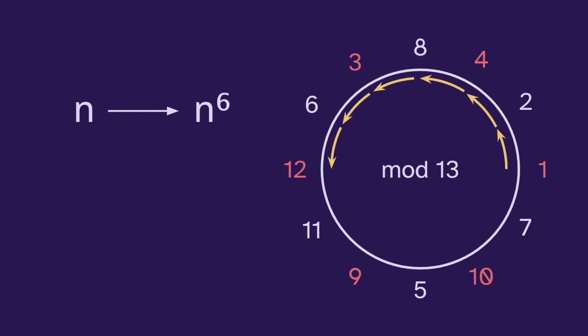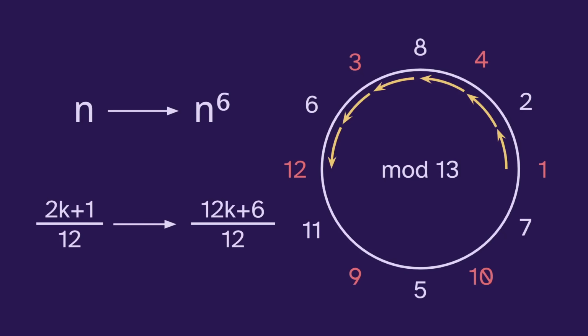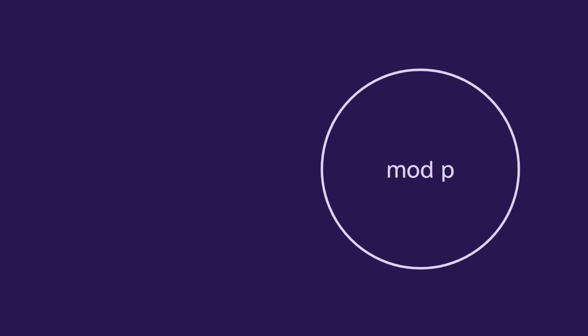If we take a non-square to the sixth, we get 12. Any odd distance around the circle takes us to 12k plus 6 over 12, which is just k plus a half. So we end up halfway around the circle at 12. But let's rewrite that as negative 1 mod 13, because in general, for any mod p, we'll get 1 and negative 1, and then a bunch of alternating squares and non-squares.